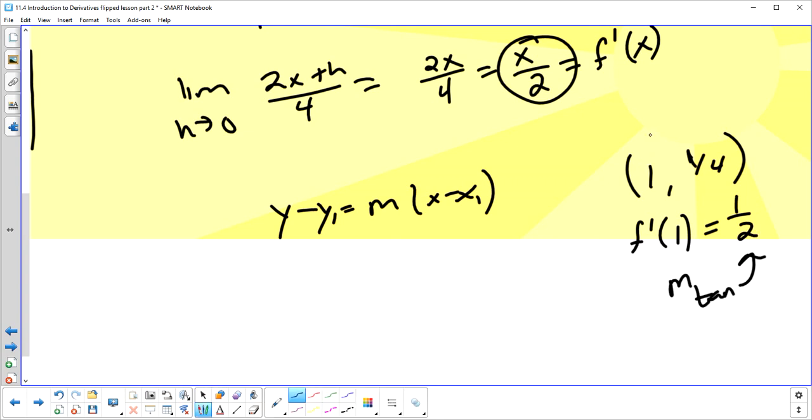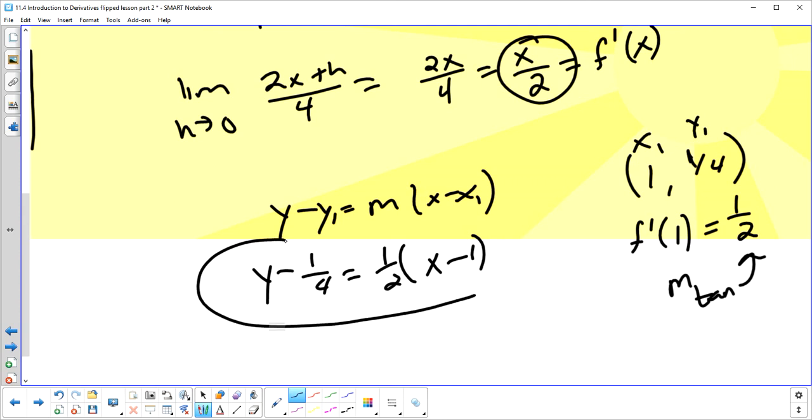So now I have the slope, I have an x1, and I have a y1. The only thing I need to do finally is plug in. So y minus 1/4 equals 1/2 for m, and then x minus 1, and that would be the equation of the tangent line. Okay, so that is how we find the equation of a tangent line.